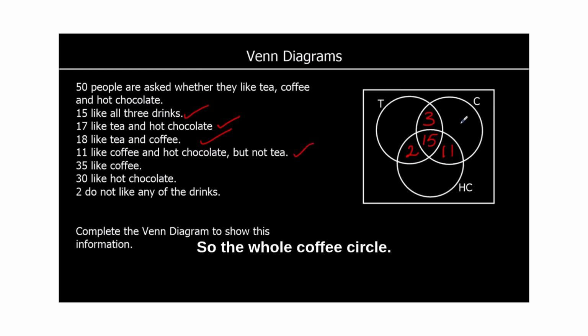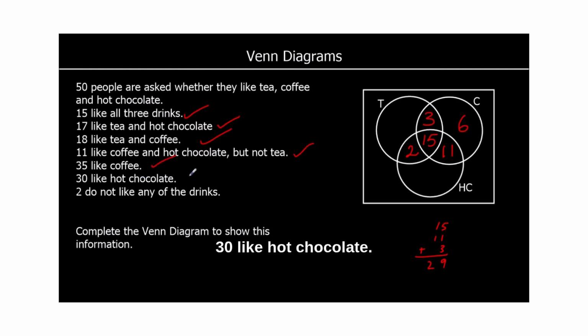35 like coffee. So the whole coffee circle is going to be 35 people. So how many do we have so far? 15, 11, and 3 is 29. We need 35, so we need 6 more.